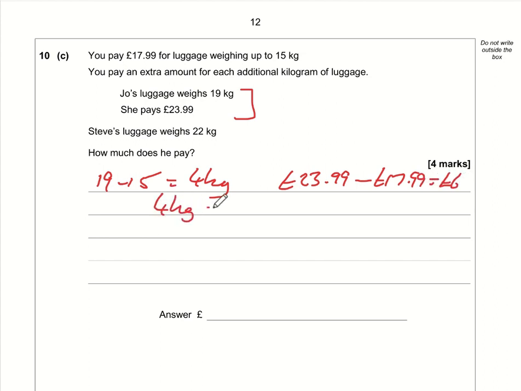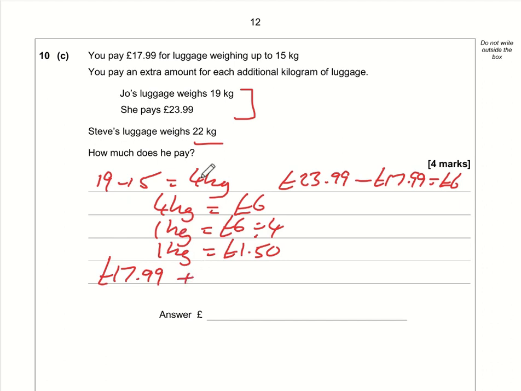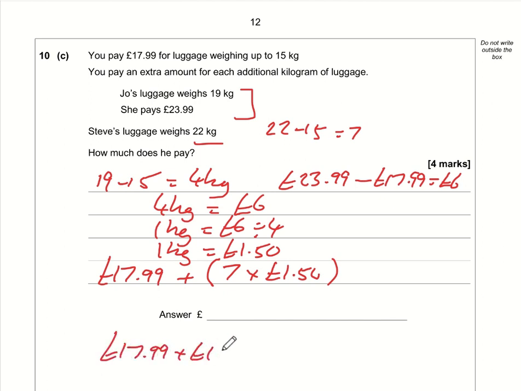So we know that 4 kilos costs £6. So therefore 1 kilo is going to cost £6 divided by 4. So 1 kilo costs £1.50. So if Steve's got 22 kilos, then he's going to pay £17.99 plus, now he's got an additional 22 take away 15, which is an additional 7 kilos. So that's going to be plus 7 lots of £1.50. 7 times £1.50 is £10.50. So £17.99 plus £10.50, and that comes to a total of £28.49.